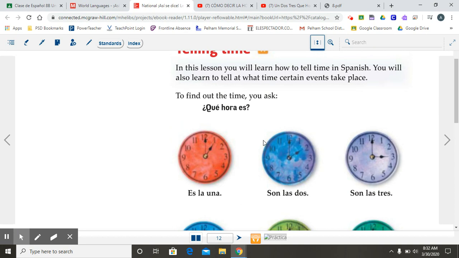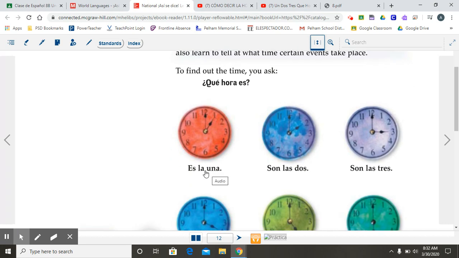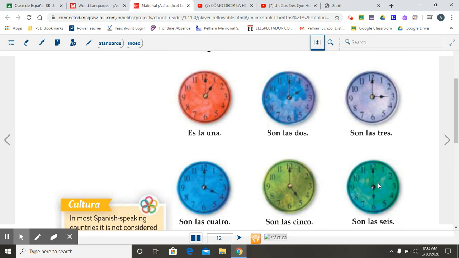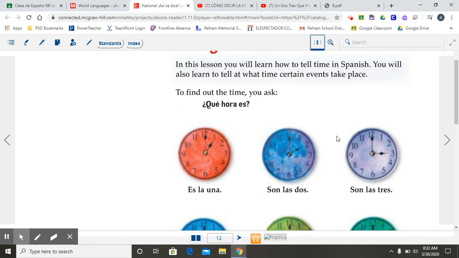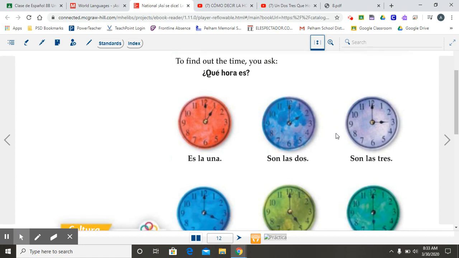Now, what we've been saying is it's one, it's two, it's three, it's four, it's five, it's six. We never said o'clock yet. O'clock is when you say en punto. All right. So let's practice a couple of them so that we say it's o'clock. Ready? Let's do 2 o'clock. Son las dos en punto. Okay. Let's practice a couple more. And remember, en punto means o'clock.